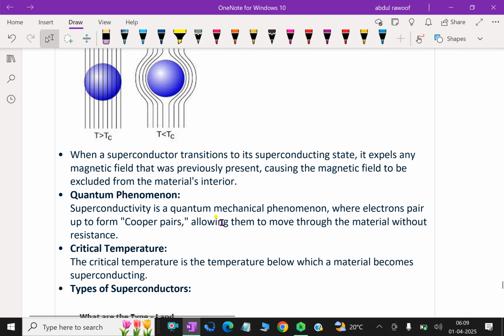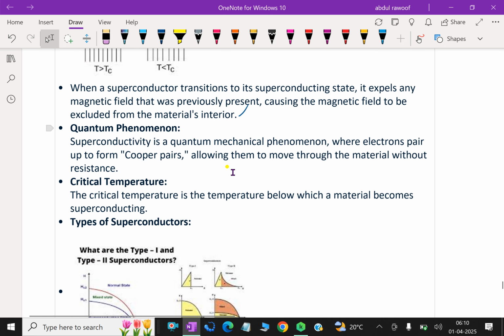When a superconductor transitions to its superconducting state, it expels any magnetic field that was previously present, causing the magnetic field to be excluded from the material's interior. That means no matter how much electricity passes through, there is no magnetic effect created.